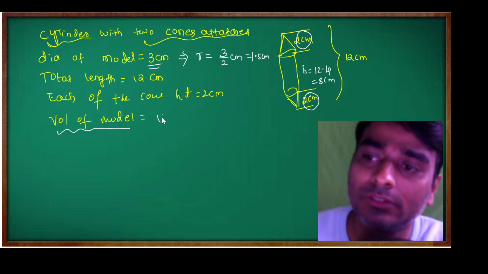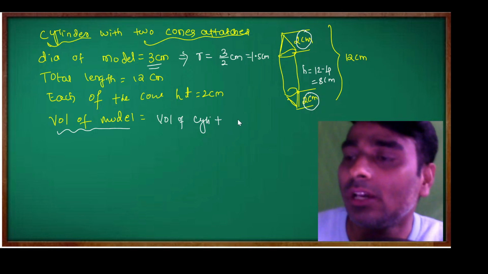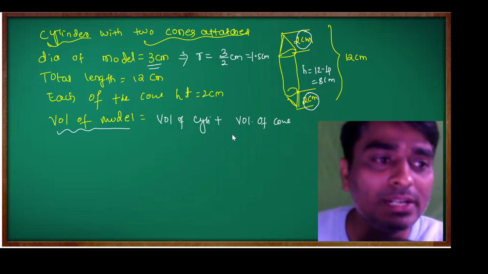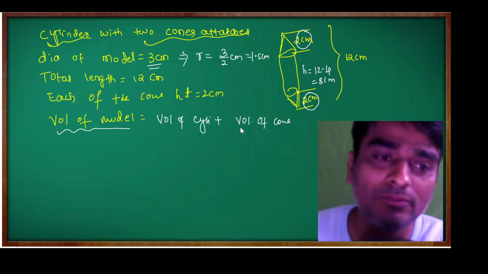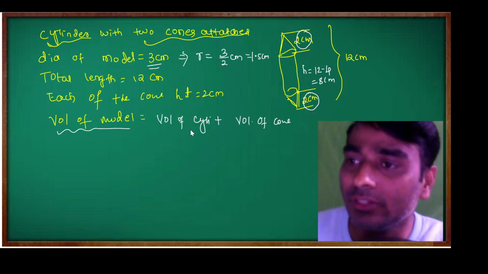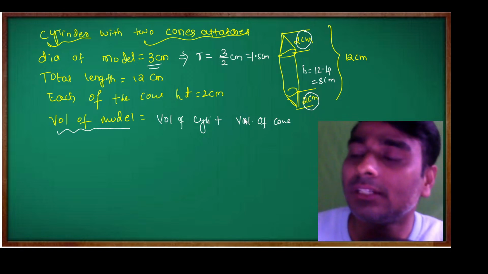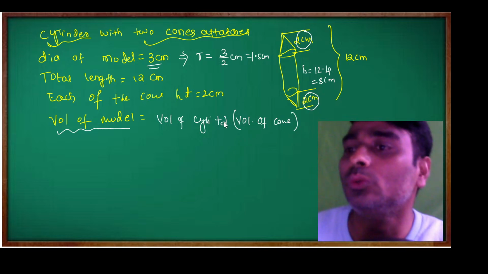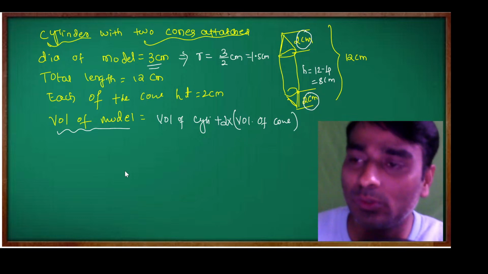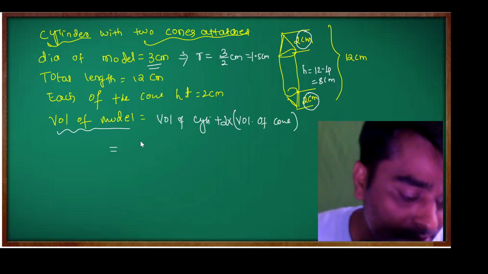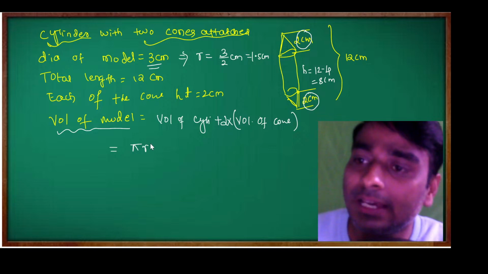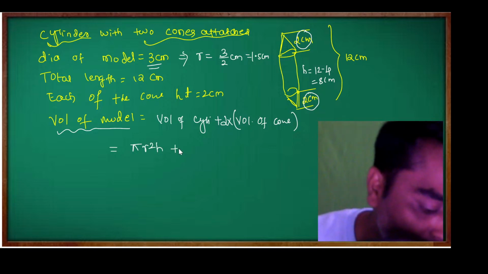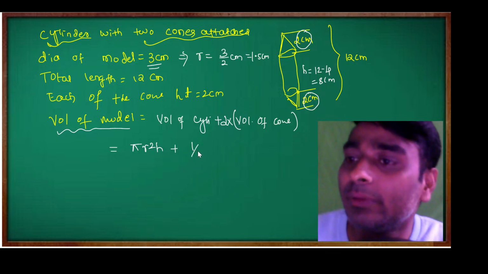Now, volume of the model. Volume of the model has what? First it has volume of cylinder plus volume of cone. You have to write the formula first like this for the total model, then find individually, then insert the values. But how many cones are there? 2 cones are there, so I will multiply by 2: 2 into volume of cone. Now tell me the formula. What is volume of cylinder given by? Pi r square h. Then what is volume of cone given by? 1 by 3 pi r square h.